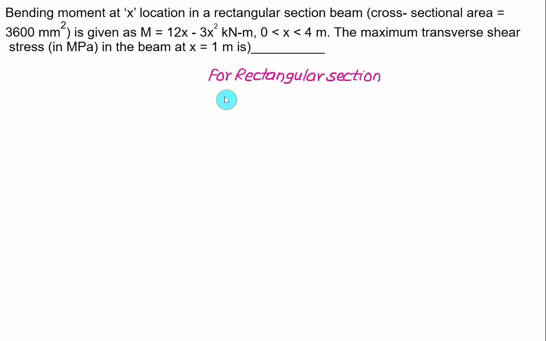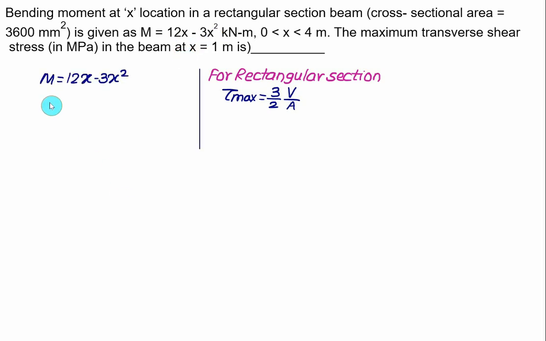In the case of a rectangular section, the maximum value of the transverse shear tau max is equal to 3 by 2 of the average shear stress. Average shear stress is the same as V divided by area. Area is already given to us as 3600 mm squared. Shear force you have to find out. For that, he has given the value of M equal to 12x minus 3x squared.